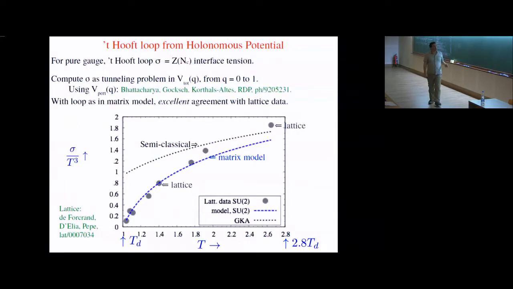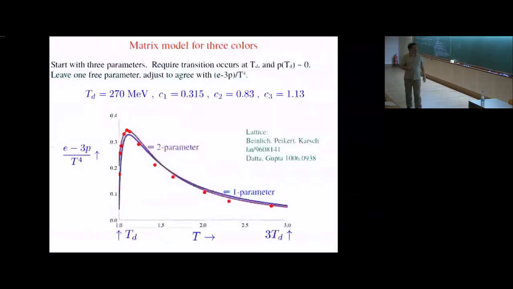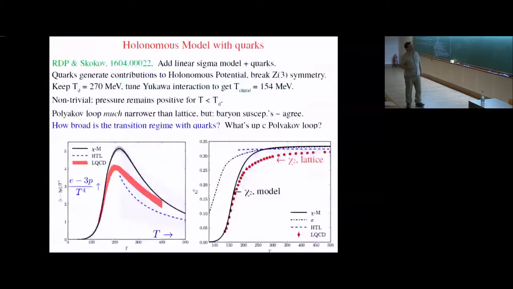besides calculating the Polyakov loop, we can also calculate the 't Hooft loop. For those of you who are familiar with that, this is the pure gauge theory, so we have an interface tension between Zn degenerate vacua, and so that's just the statement that this is one Zn vacuum, that's another one. Here the loop equals 1 minus 1. So there's a tunneling problem, and we can compute this interface tension. It's a standard calculation once you realize how to do it.